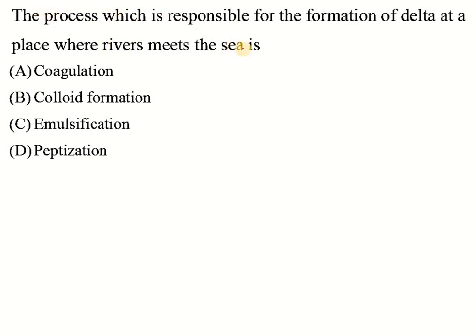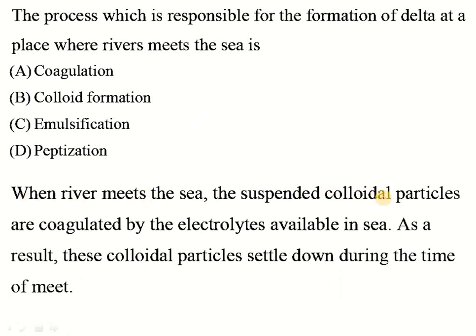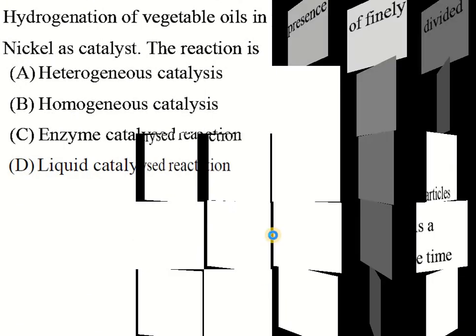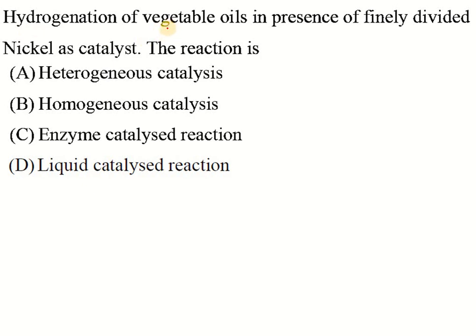Next, the process which is responsible for the formation of delta at a place where river meets the sea is. So when the river meets the sea, suspended colloidal particles are coagulated by electrolytes available in the sea. As a result, the colloidal particles settle down at the place of meeting. So coagulation is the answer. Hydrogenation of vegetable oils in the presence of finely divided nickel catalyst is usually heterogeneous catalysis, as different physical states are there here.